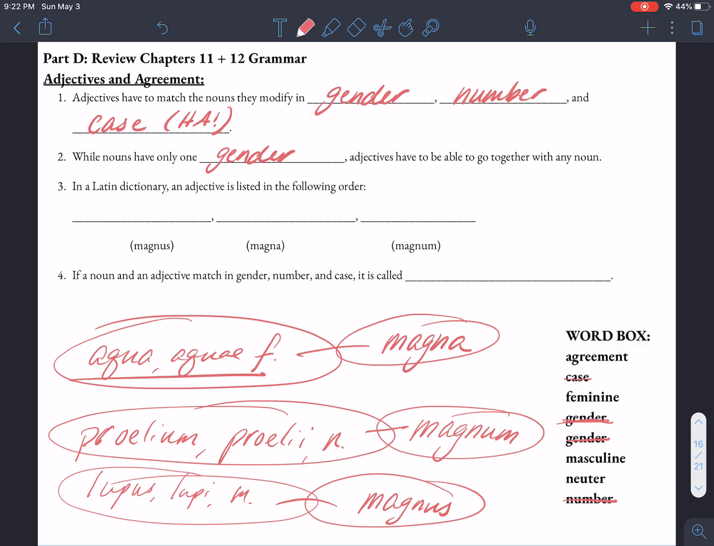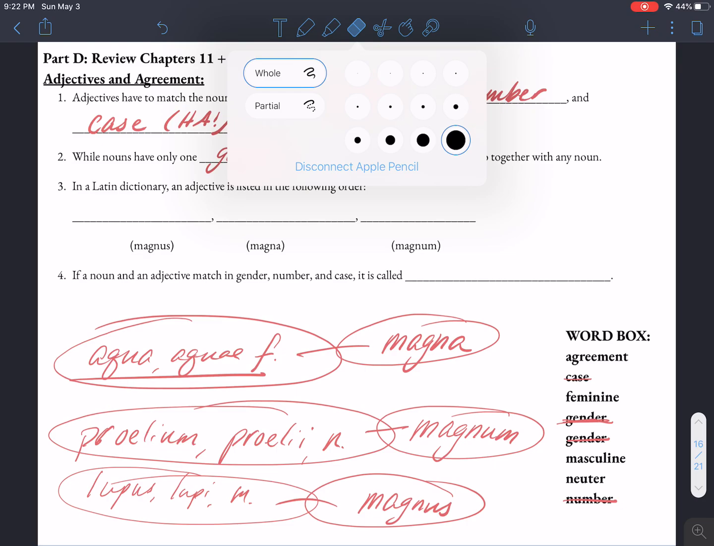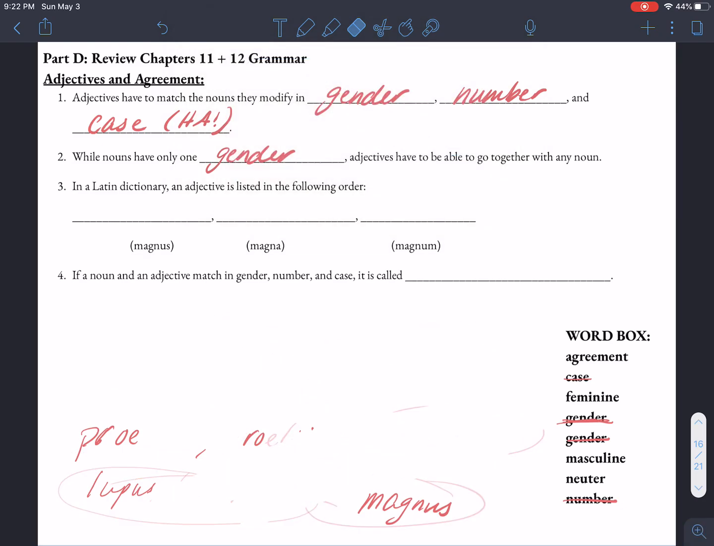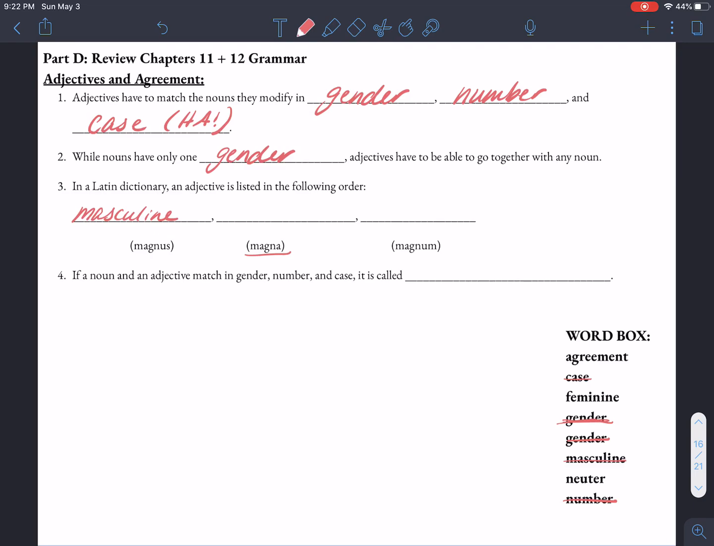Okay? So anyway, moving right along here. Let's get rid of that so we don't have to look at it. Okay, number 3. In a Latin dictionary, an adjective is listed in the following order: magnus, magna, magnum. So which one comes first? First is magnus, US. That's masculine. So let's write that. The second form is magna. That's feminine. And then magnum, that's neuter. So let's cross that out.